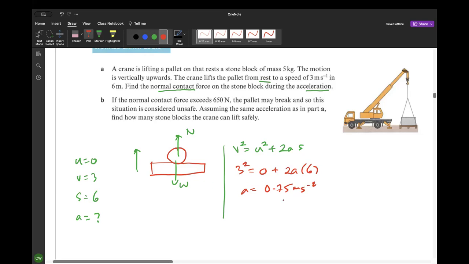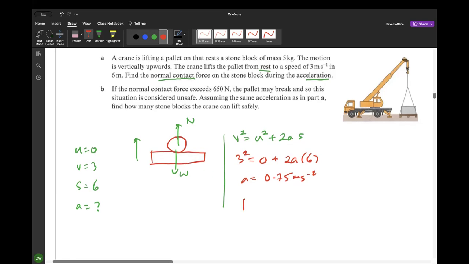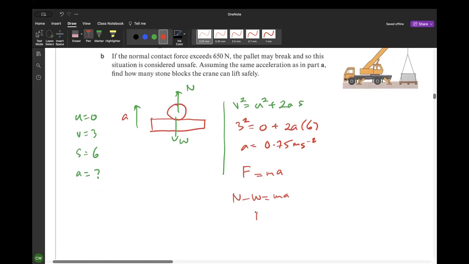Okay, after that you have to apply Newton's second law. What is Newton's second law? F equal to ma. So this whole thing is going up. So upward force minus the downward force, N minus W equal to ma. N will be ma plus W. W is mg.